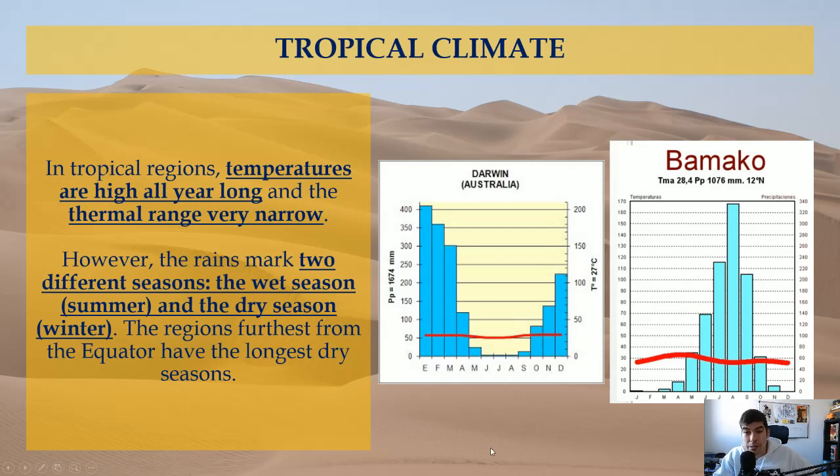As you can see here in the temperature line, we can see a very small variation. Okay. And you can recognize this climate by the precipitation, because the rains mark two different seasons: the wet season, which occurs in summer, and the dry season, which occurs in winter. Okay? The regions furthest from the equator have the longest dry season, so the closer you are to the equator, the more rain you will have. As you can see here, this is Darwin in Australia, the southern hemisphere, and as you know, in the southern hemisphere, the summer occurs in January, February, and March, in which we have the biggest precipitation. And Bamako, Mali, northern hemisphere, in the summer we have the most precipitation.